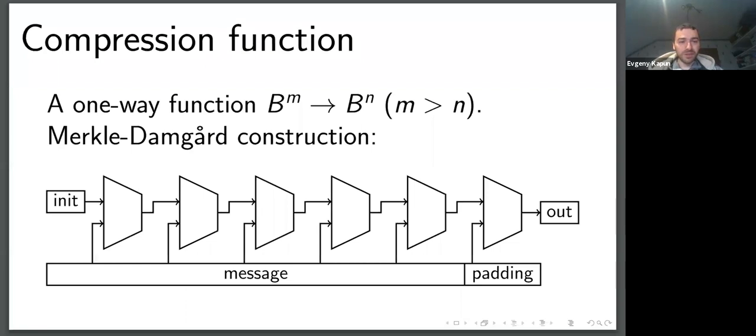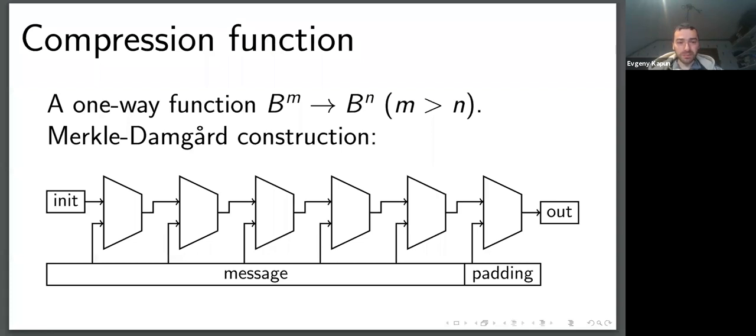To turn a function with a fixed-length input into a function with a variable-length input, there is a so-called Merkle-Damgard construction, which basically pads the message, splits it into blocks, and passes each block to a compression function together with the result of the previous call. So there is some initial value, which is called the initial state, and then it is updated with the message blocks. And the final state is the resulting hash value. The message needs to be padded so that its length is a multiple of the block size.